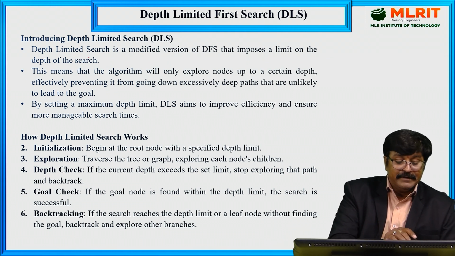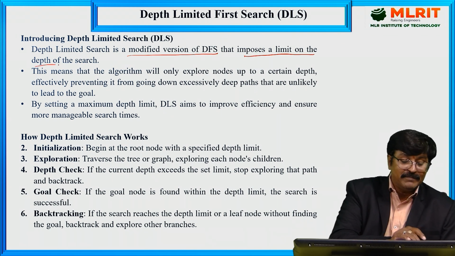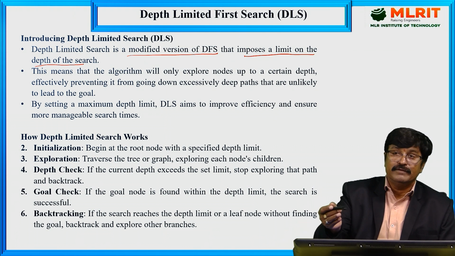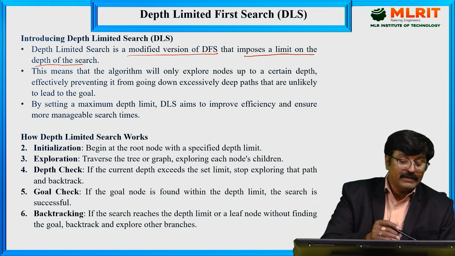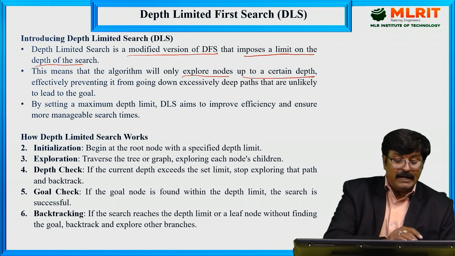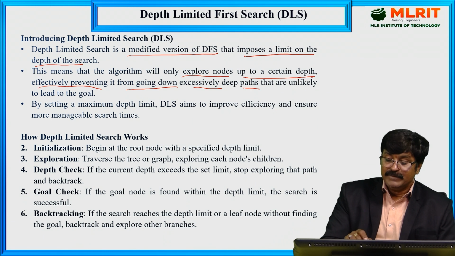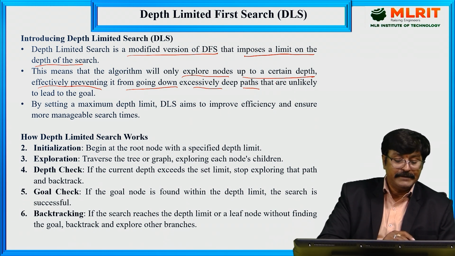This is also called a depth bounded search, and it is the modified version of depth first search that imposes a limit on the depth of the search, how many levels you have to go. There is a limitation. So this means that the algorithm will only explore nodes up to a certain depth, effectively preventing it from going down excessively deep paths that are unlikely to lead to the goal.